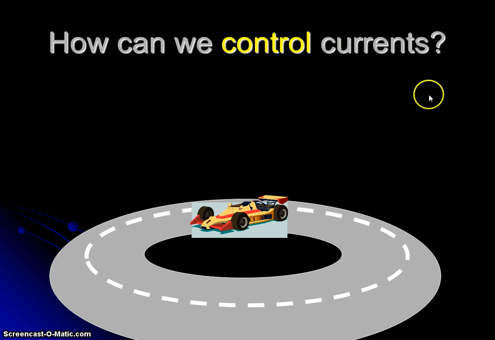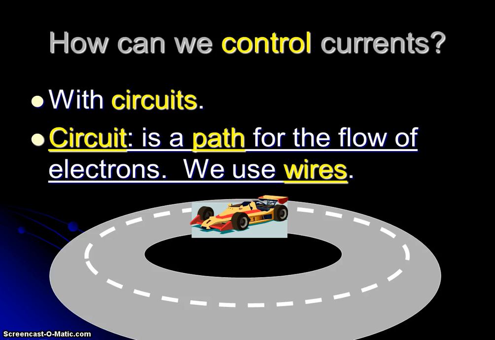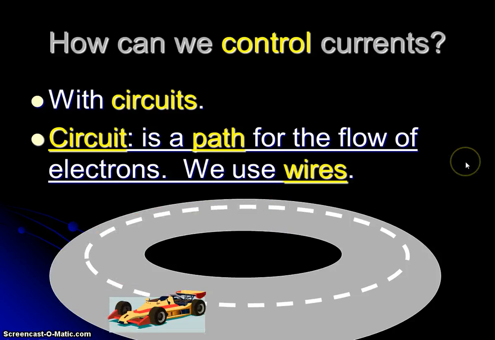So, how do we control where our current goes? Well, we use circuits. A circuit is a specific path that we want that electric current to flow through. We want to show those electrons where to flow, and so we create a circuit. And to do this, we use wires. We want our electrons to flow along our wires.